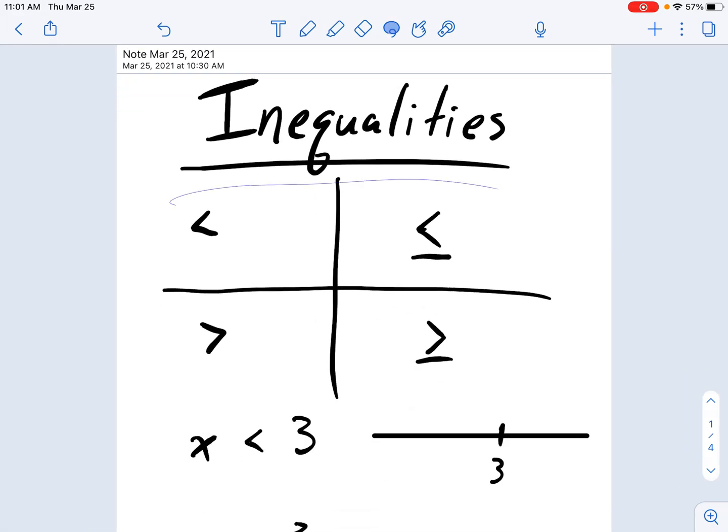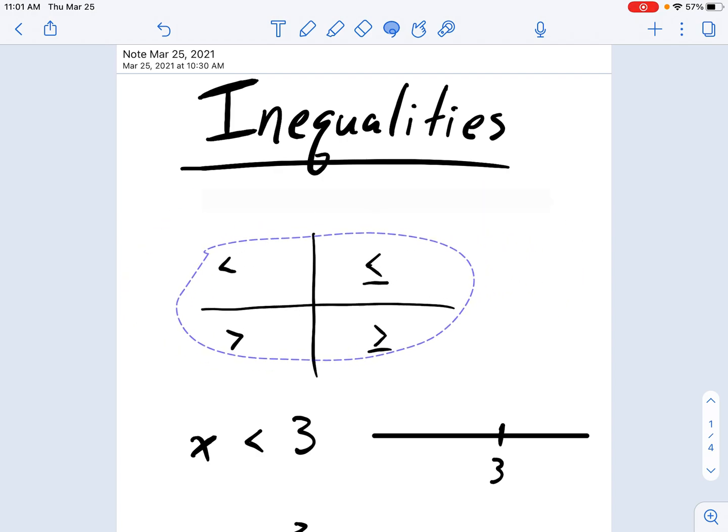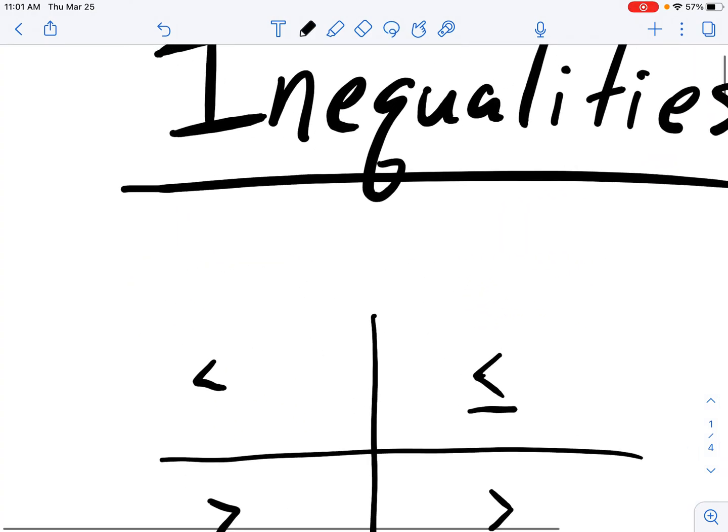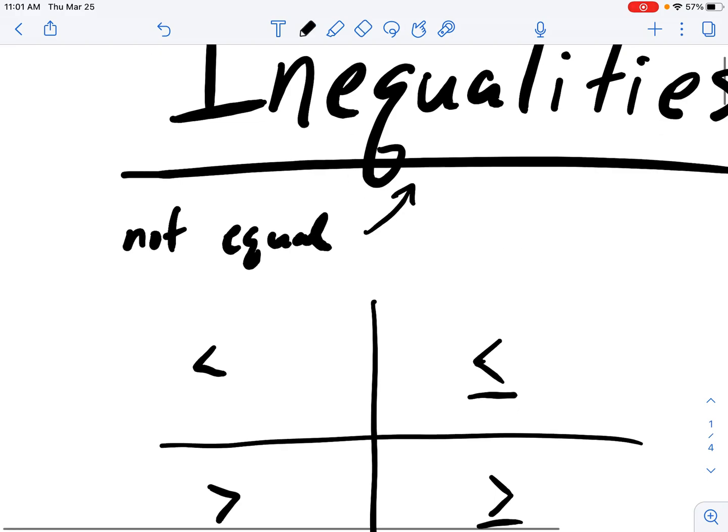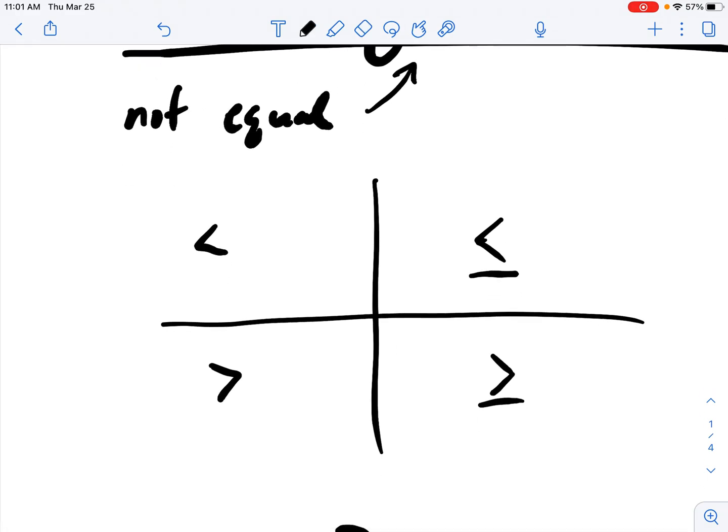Inequality. Let me move this out of the way a little bit so I can write that down. Inequalities literally means not equal. So when we're talking about inequalities, we're talking about things that do not have an equal sign, right? Equal sign means both sides are the same. They're equal to each other. But with inequalities, we use these symbols, okay?